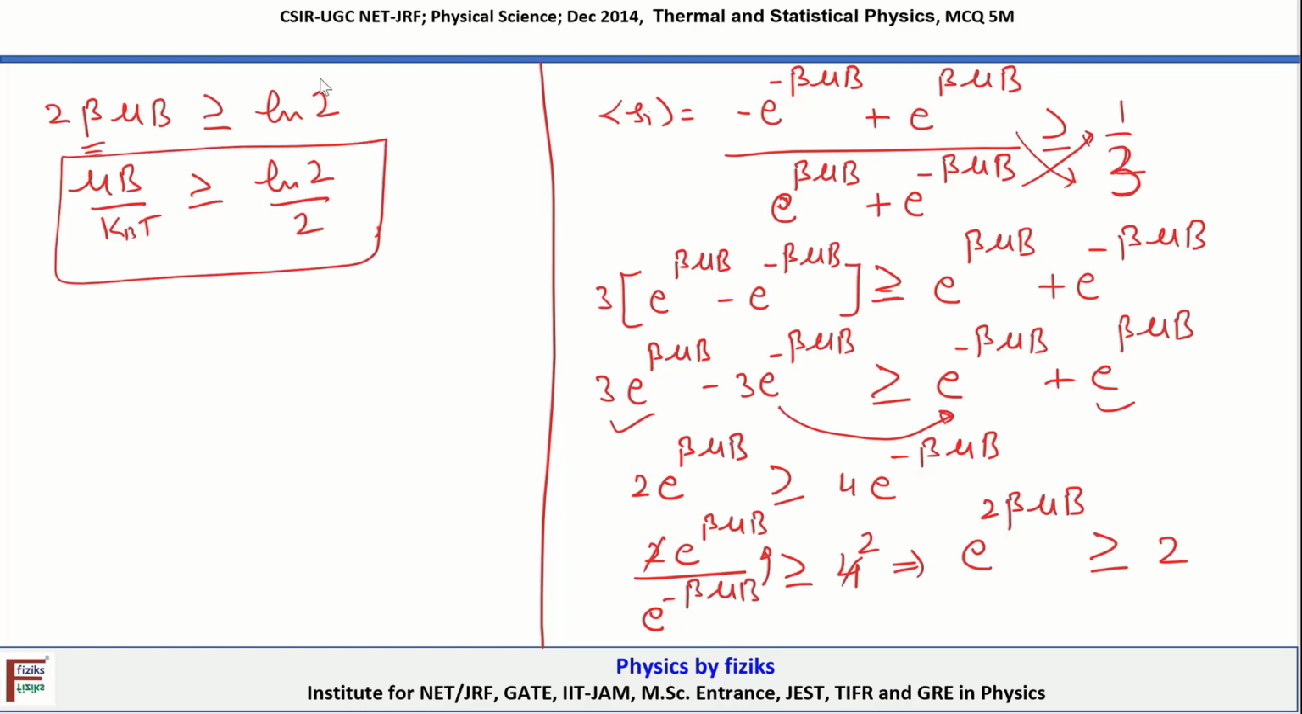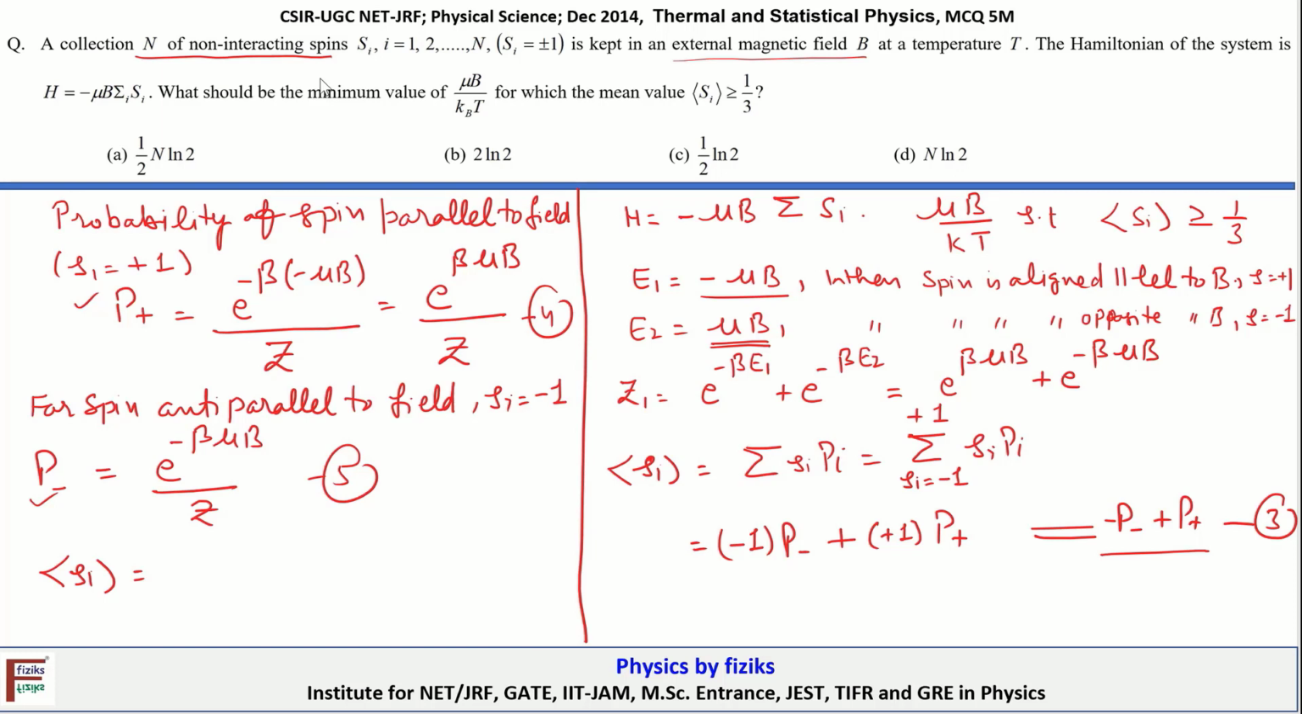So when mu b by kT is greater than or equal to ln2 by 2, this condition is satisfied. Therefore our right option is C here, ln2 by 2. The minimum value of mu b by kT will be ln2 by 2. So C is the correct option here.